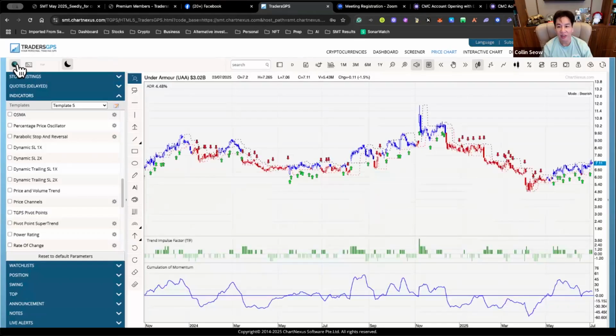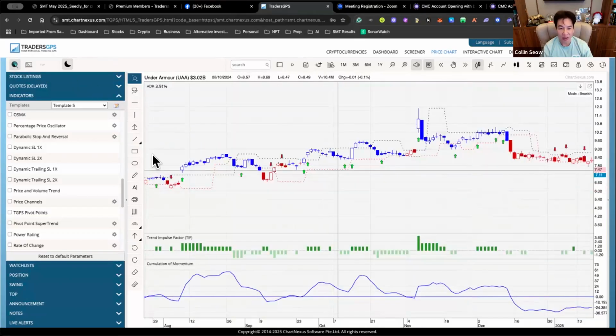On the chart, you can see some of them are very noisy. What do you mean by noisy? A noisy stock means to say, normally a stock will go from here to here, all the way is blue, blue, blue, blue, blue, until you get red.